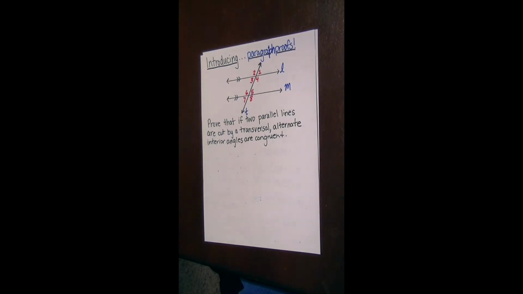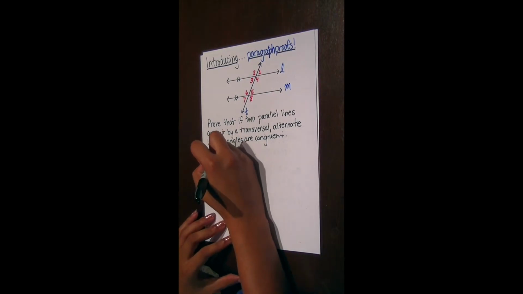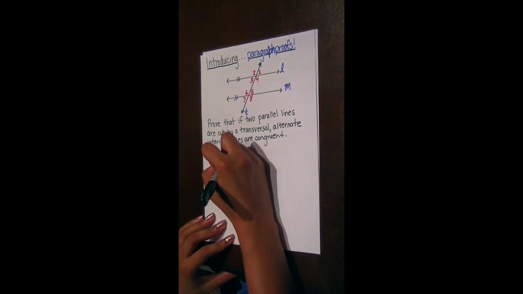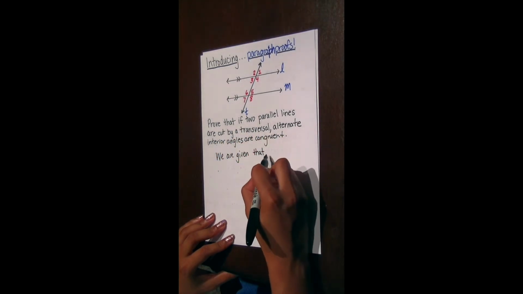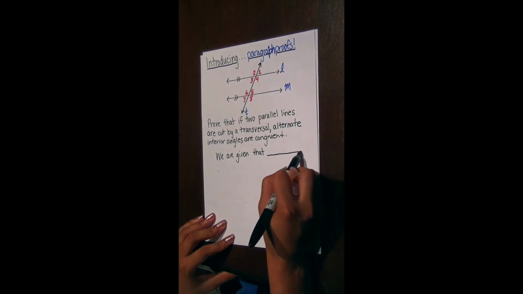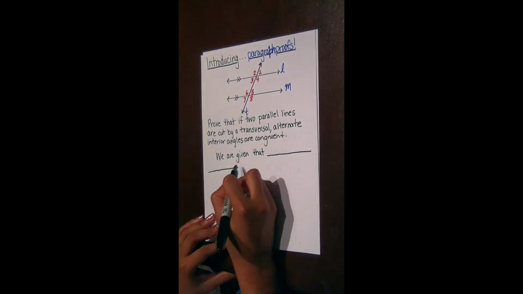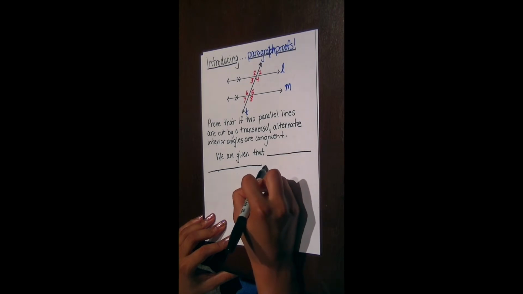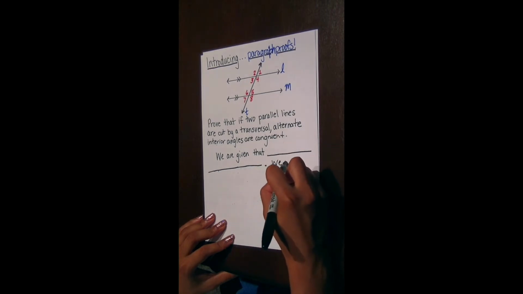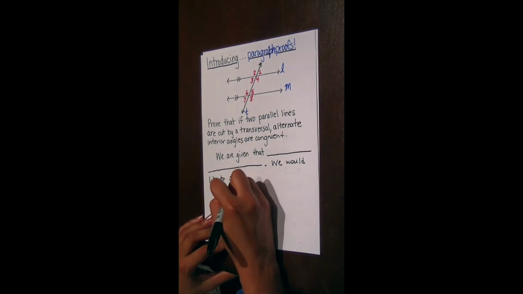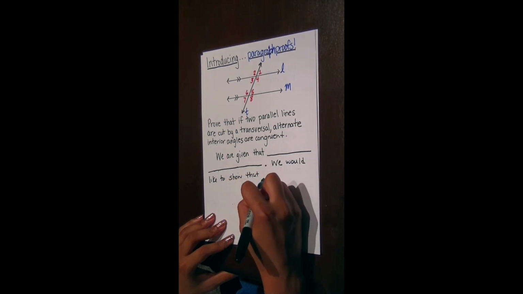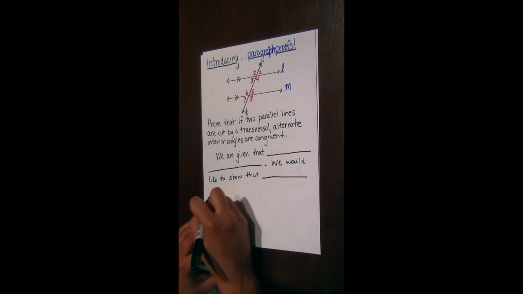So how do you start a paragraph proof? Well, the first sentence is always the same. You say, we are given that, and then right here you insert your condition. And then after that, you say, we would like to show that, and then right here, you insert what you're trying to prove.